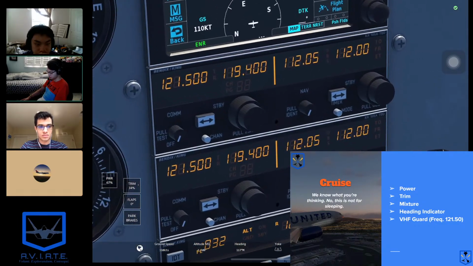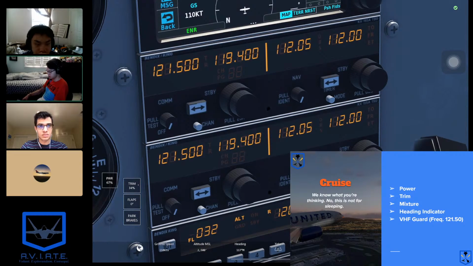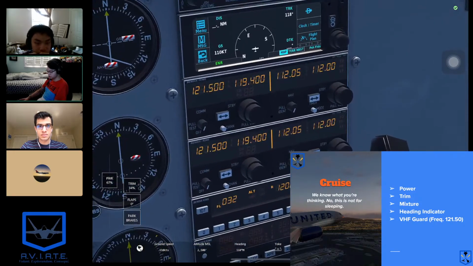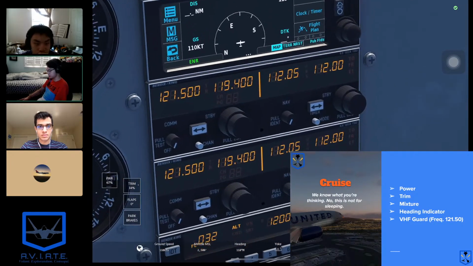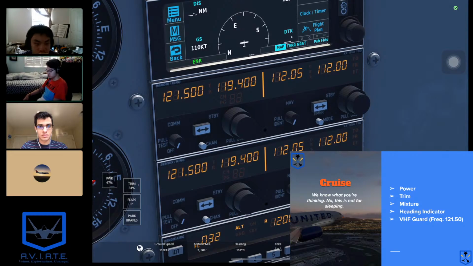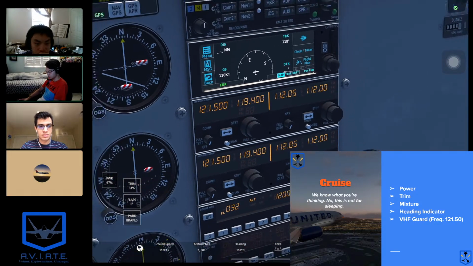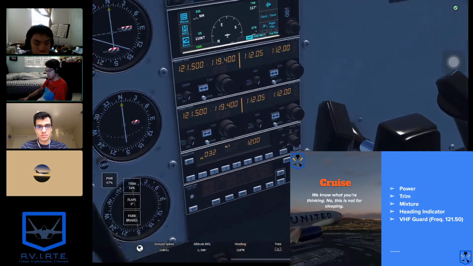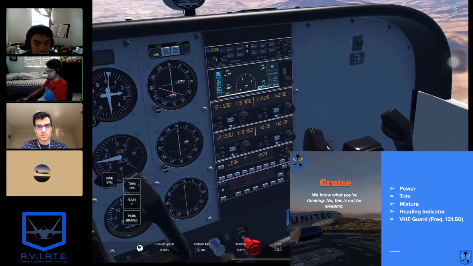What you do on 121.5 is, if you have an emergency, just announce your emergency and announce your location. Now you might ask, who's going to hear you announce on 121.5 if it's an emergency frequency? Well, air traffic controllers who are operating in towers, at least one of them is going to be listening to 121.5.